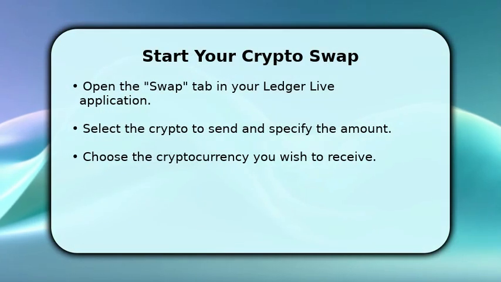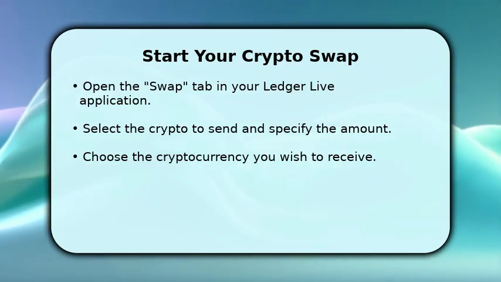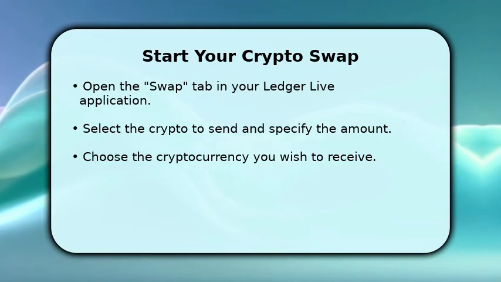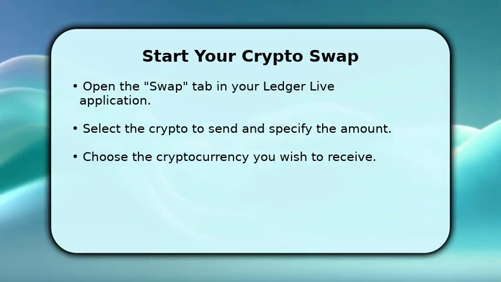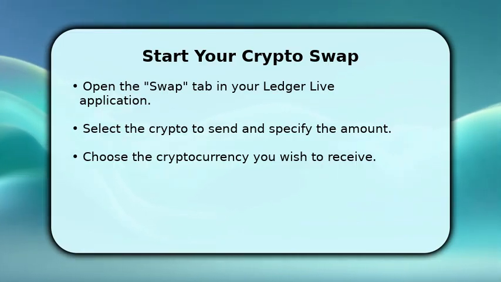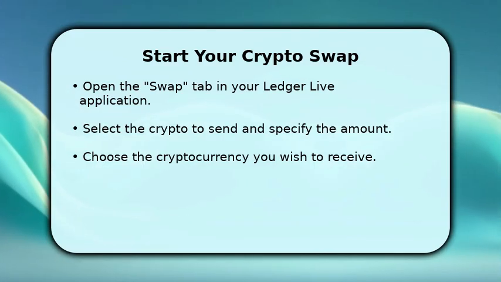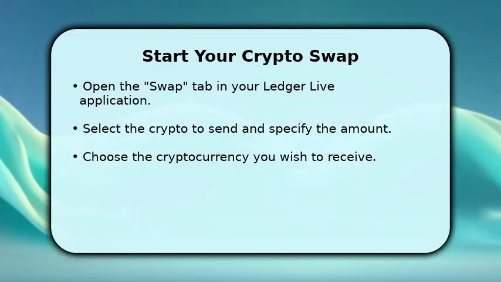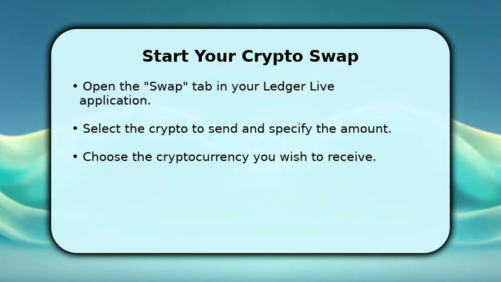Once your Ledger device is ready, navigate to the dedicated Swap tab located within the Ledger Live application. Here, you will select the cryptocurrency you intend to send from your portfolio and specify the exact amount you wish to exchange. Immediately after, choose the desired cryptocurrency you want to receive in return from the list of available options. This sets up the core of your exchange.